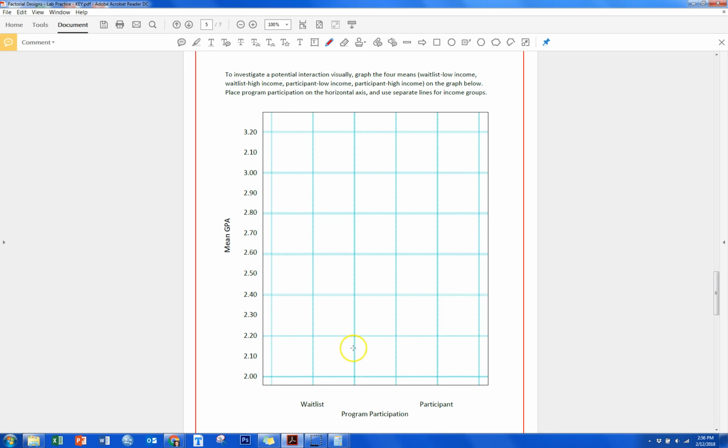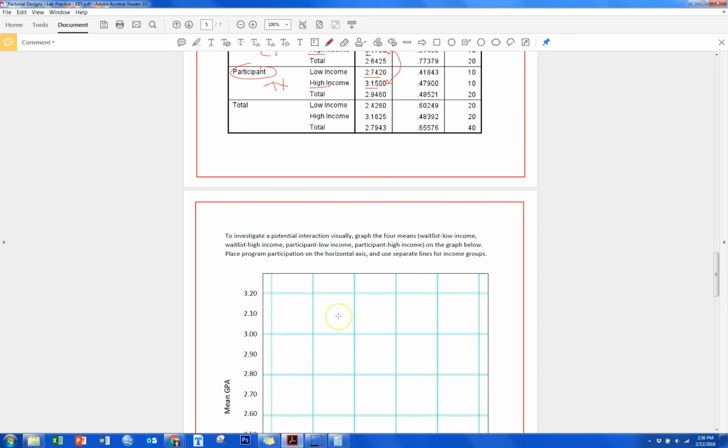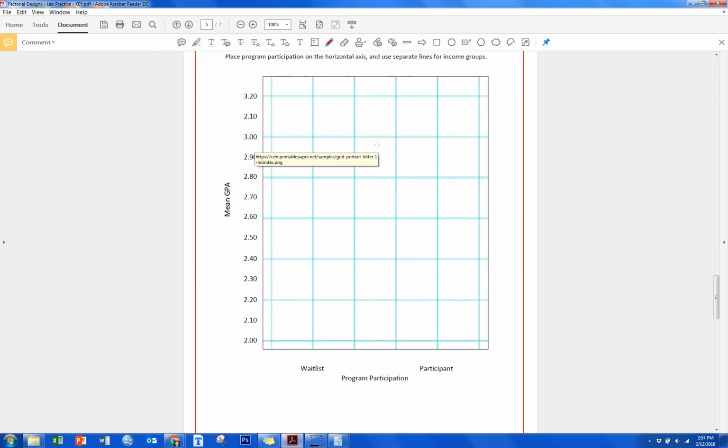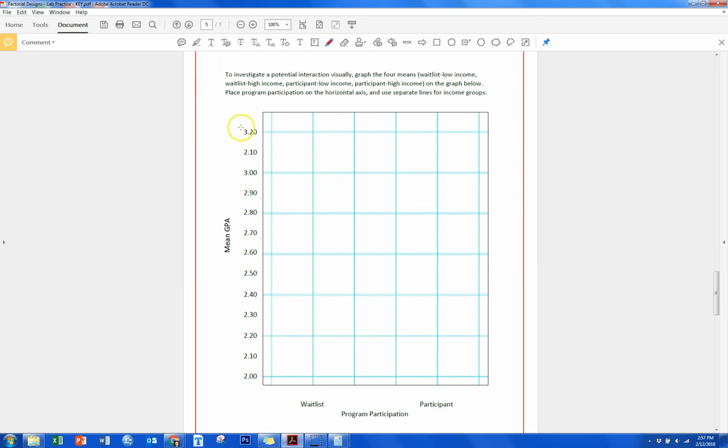Okay, let's explain what that means. Let's start with the high income kids. We'll graph them first. The high income kids on the wait list, their mean was 3.175. 3.175 would be, let's see, that should be a 3 right here. So 3.175 is going to be right around here.